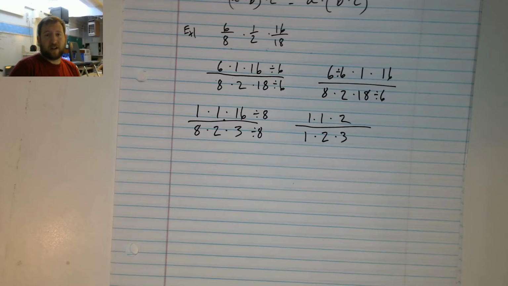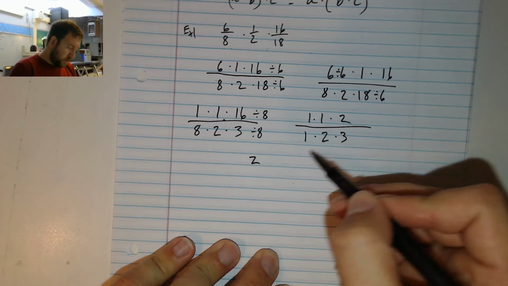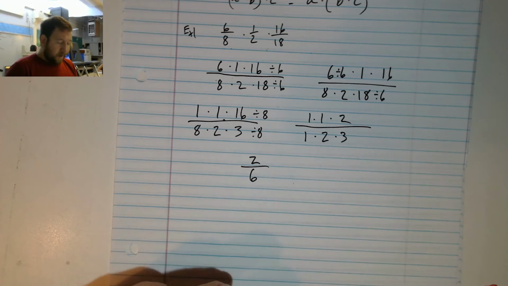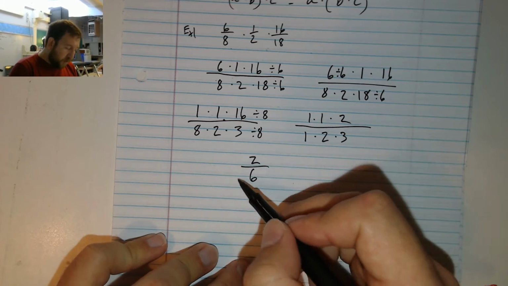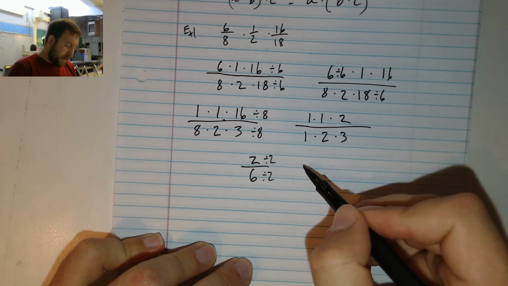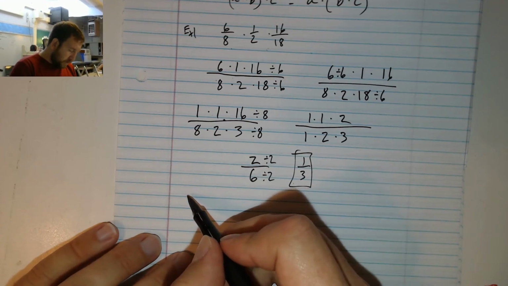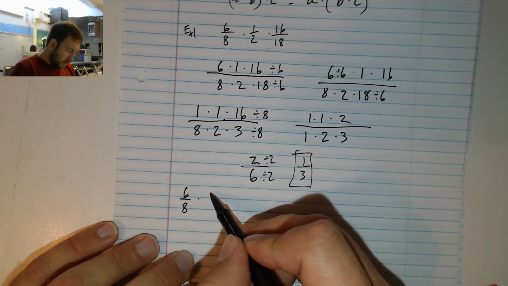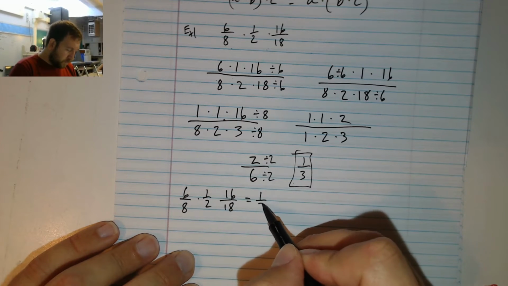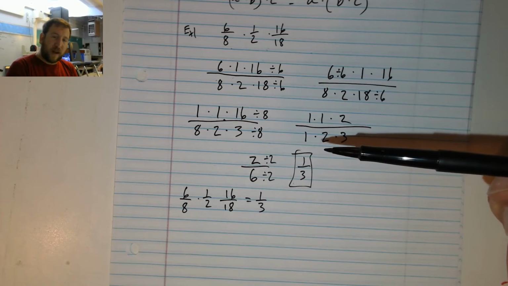Now I can simplify this fraction out, and it's much easier for me to do in my head. 1 times 1 times 2 is 2. 1 times 2 times 3 is 6. Not quite done. I have to simplify. As soon as they're both even, that always should scream out to me, divide both sides by 2. I can do that. 2 divided by 2 is 1, and that turns into 1/3. And that means that 6/8 times 1/2 times 16/18 is equal to 1/3.